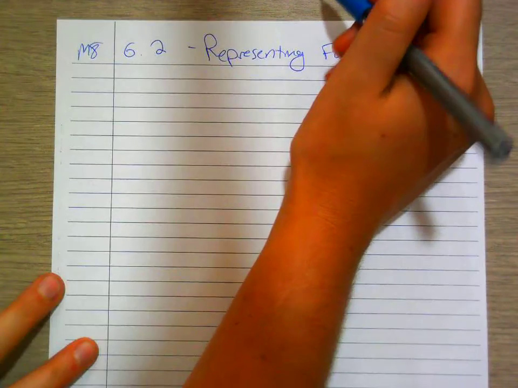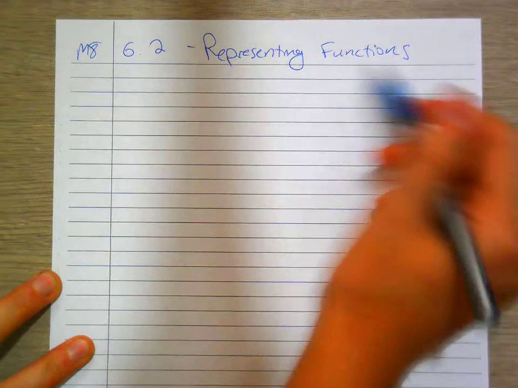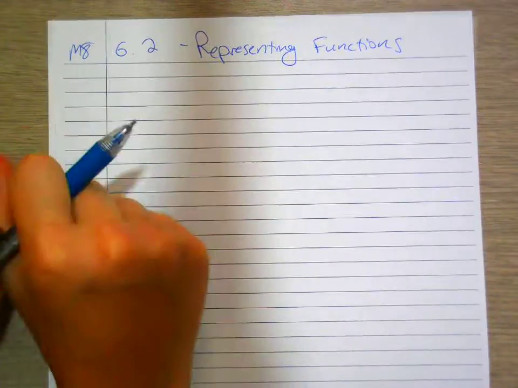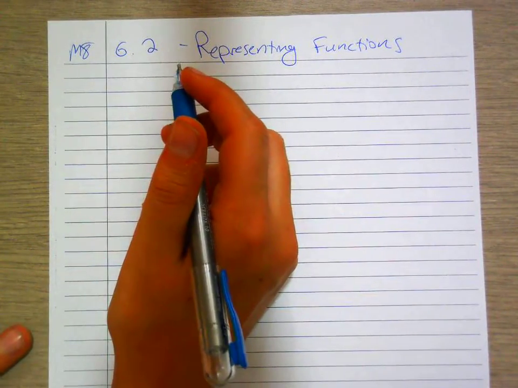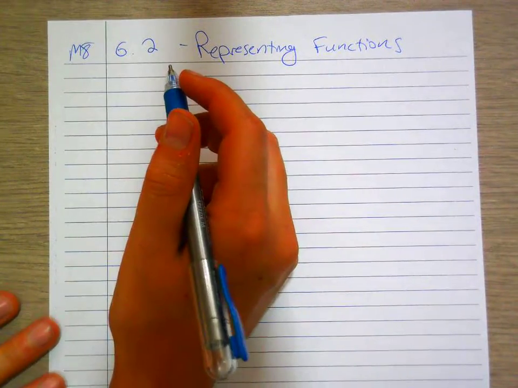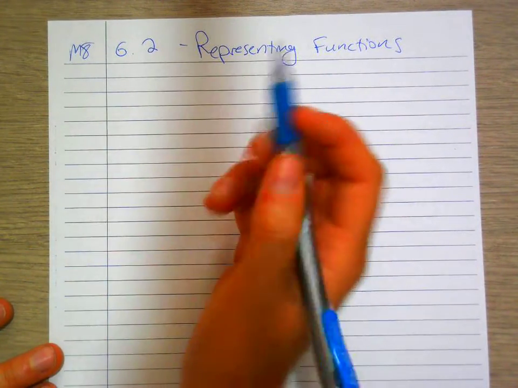This is Math 8, Section 6.2, representing functions. To do this, first we're going to take some verbal descriptions and put them into different forms. For example, it says Janice plans to enroll in a Spanish class in language school.